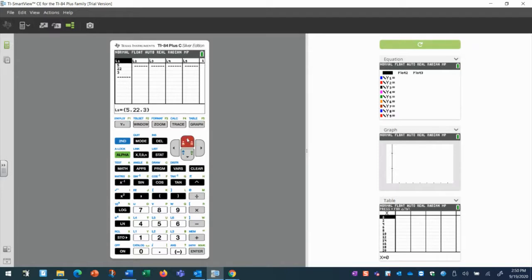So I hit the up arrow to highlight the list I want to clear. Then I hit the word clear and come back down. Or you hit enter. Now it's clear. If you have other data on other lists, go ahead and clear them out now. Now I want to enter my data.